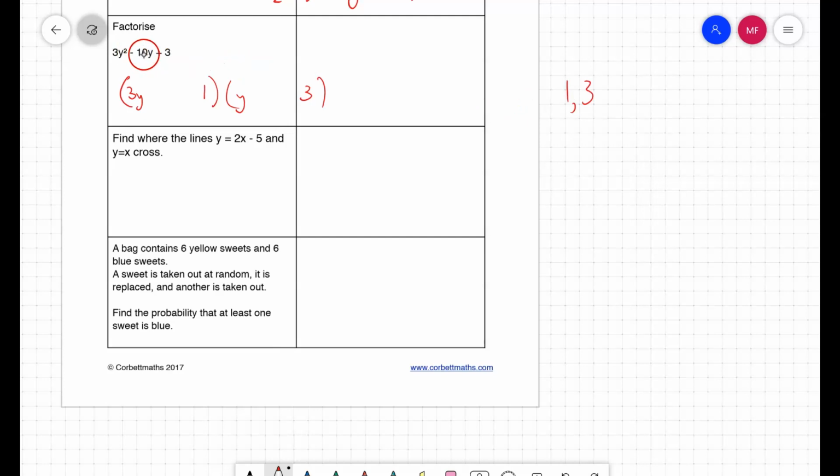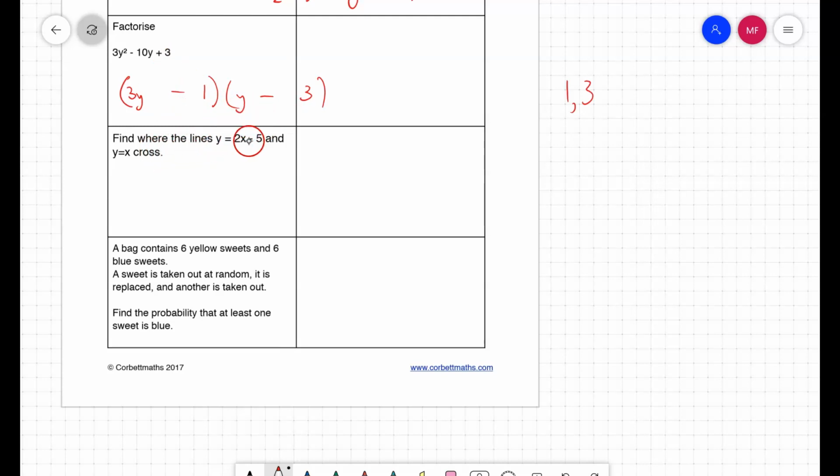Now the middle number is negative, but this is positive. And that kind of tells me it's got to be that. I would always re-expand to check. So front times front gives me that. Back times back gives me that positive 3, and then minus a y, and then minus 9y to give me the minus 10y.